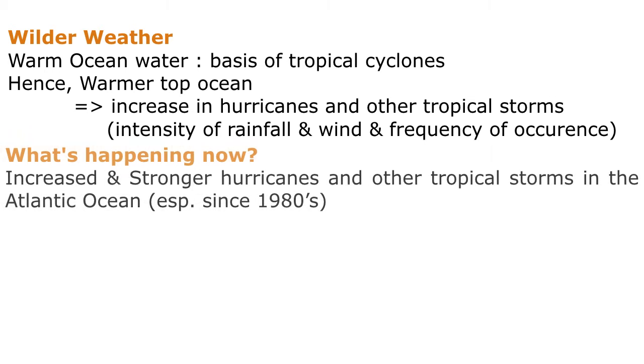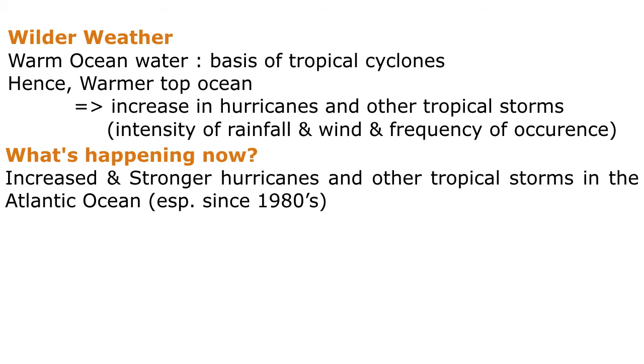What's happening now? Over the last 20 years, hurricanes and other tropical storms in the Atlantic Ocean have become stronger. Since the 1980s, the United States has also experienced more intense single day storms, which are dumping a lot more rain and snow than usual. And this scenario is continuing in other countries as well.